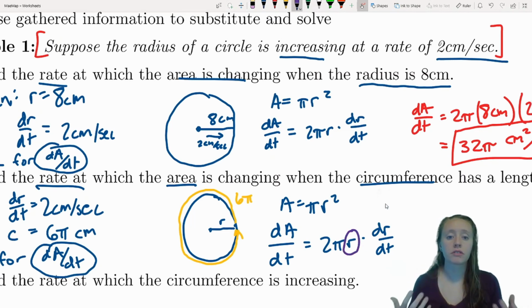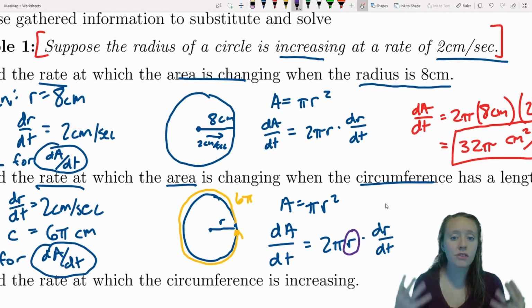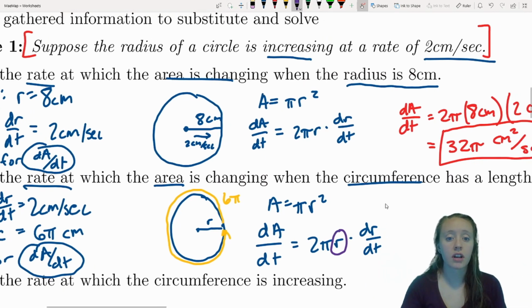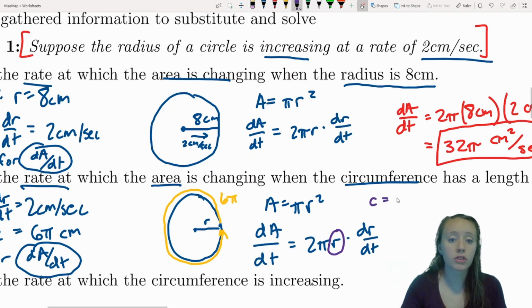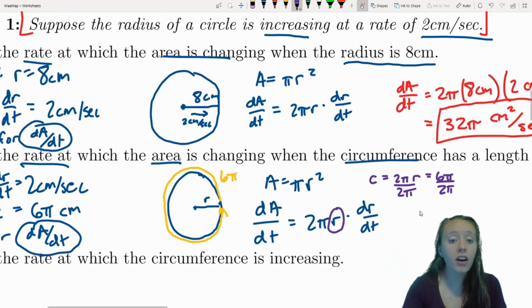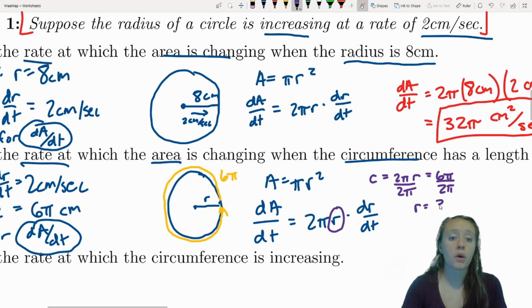And is it possible to solve for r? Yeah, it is, because we're given another piece of information in this problem, that C, our circumference, is equal to 6 pi. And what's the circumference formula for a circle? The circumference C is equal to 2 pi r. So if my circumference is equal to 2 pi r, and I know that C is 6 pi, I can solve for r by dividing by 2 pi. And when I divide by 2 pi, I'll get that my r, my radius, is equal to 3, and that's going to be 3 centimeters.